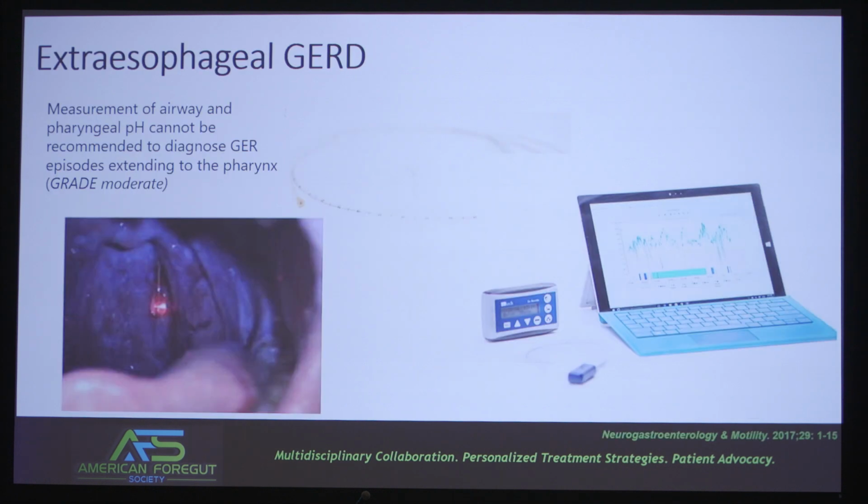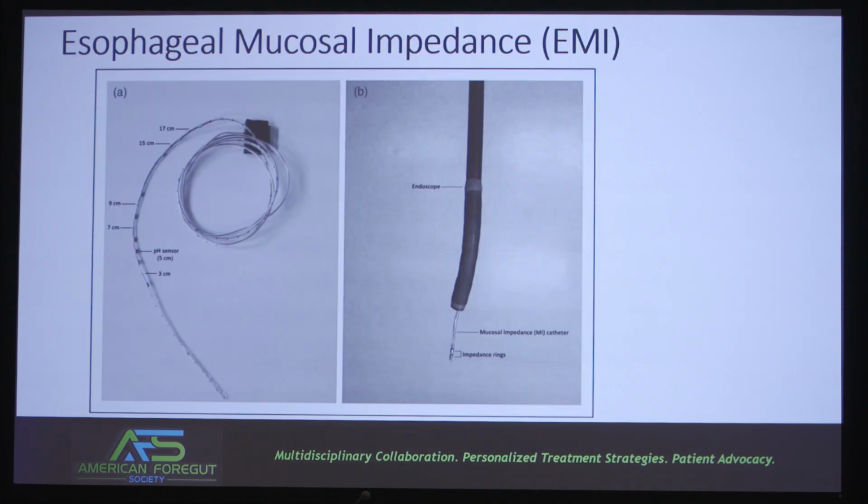Just a slide on extraesophageal reflux disease, a common problem. We don't have good tests. There's pharyngeal pH testing, but the data suggests that this is not accurate, and we need better testing to be able to diagnose these patients. Now, quickly moving to mucosal impedance.